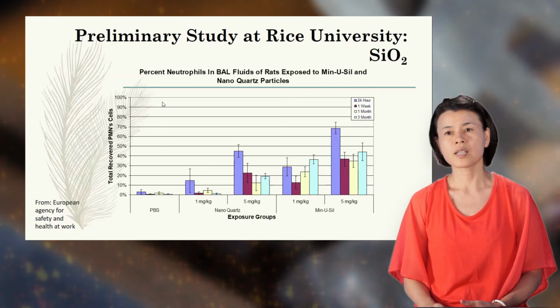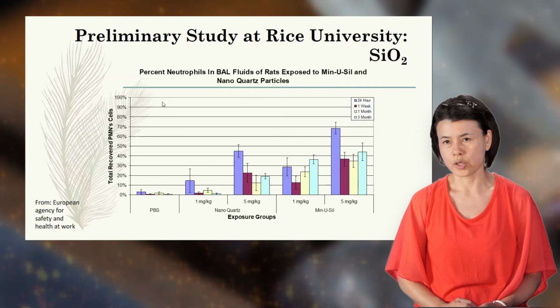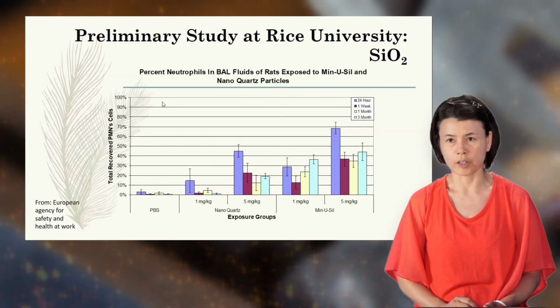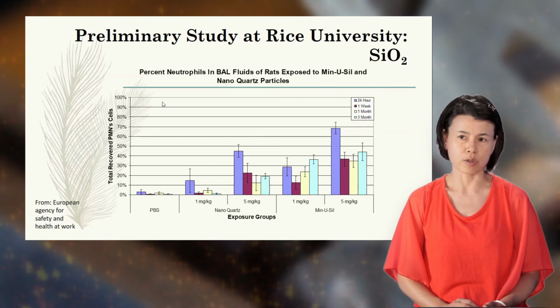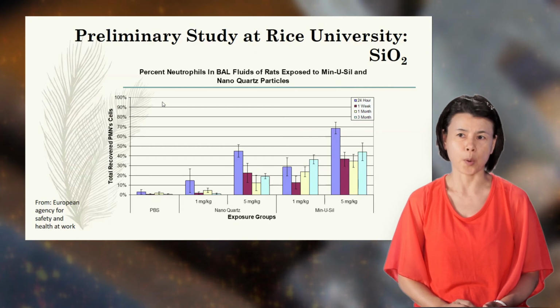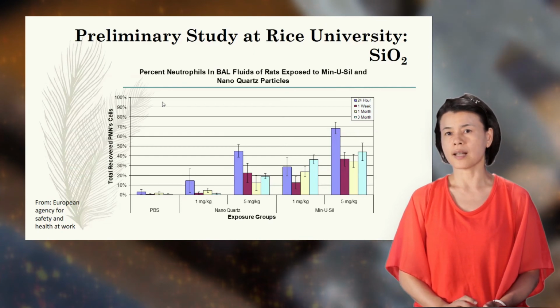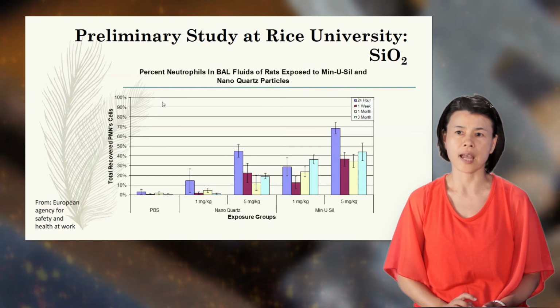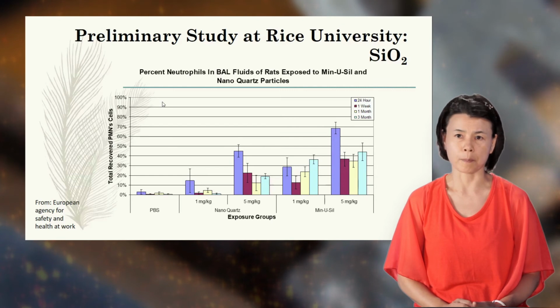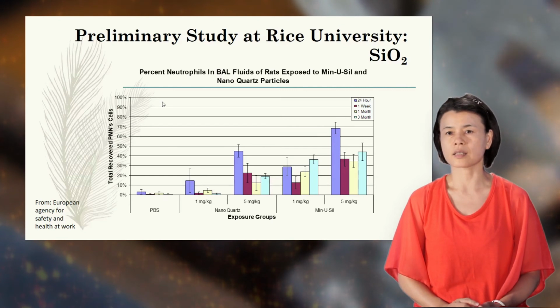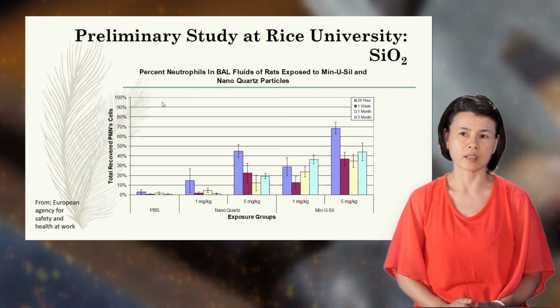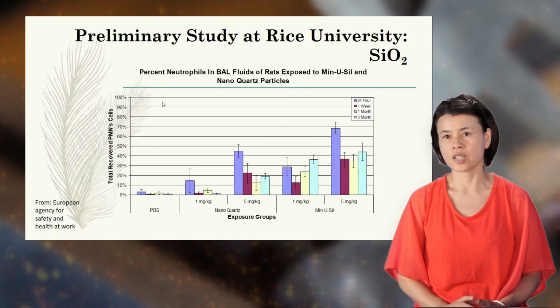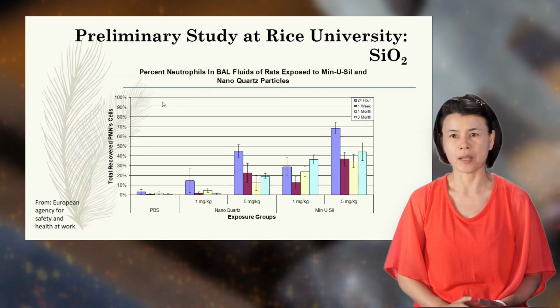Please focus on the low concentration of 1 mg per kilogram and high concentration of 5 mg per kilogram. You will notice that there is a higher rate of immune system response at high concentration of 5 mg per kilogram. It implies that it's probably more toxic to the body. So, the higher the concentration, the higher the level of inflammation.